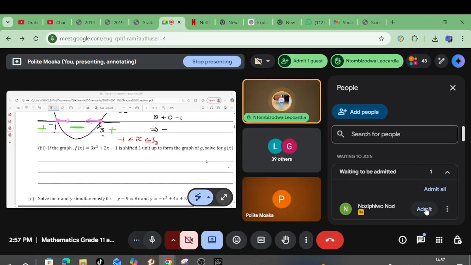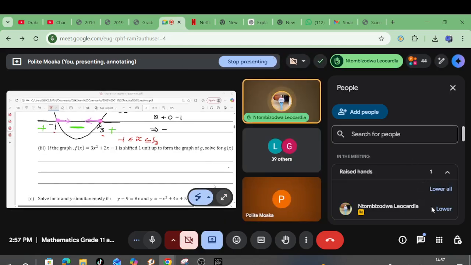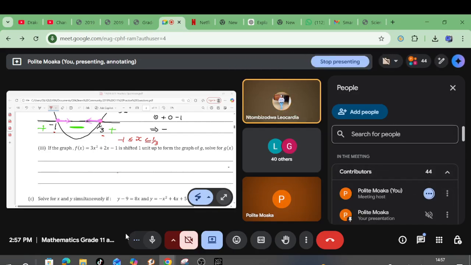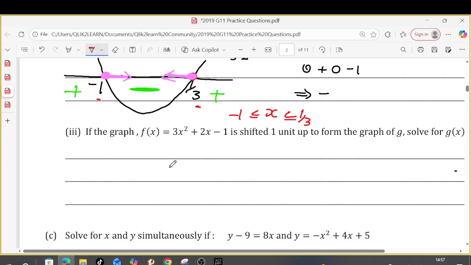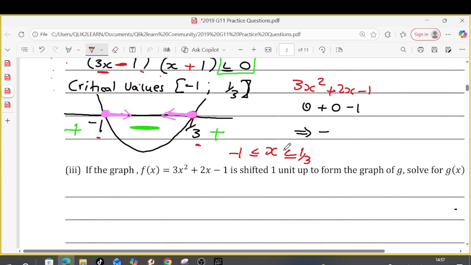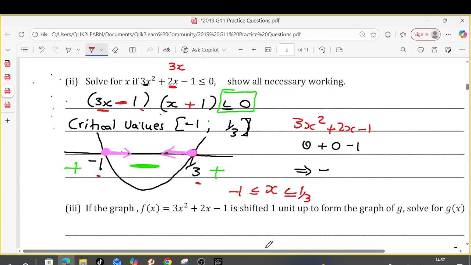Sir, can I ask? I have used the quadratic formula, and my x is minus 3 and positive 1. You used the quadratic formula and your x is what? Minus 3 and 1. Yes, instead of negative 1 and 1 over 3, maybe we made a mistake.